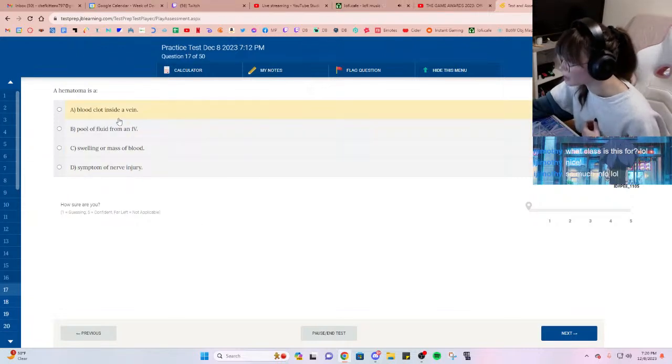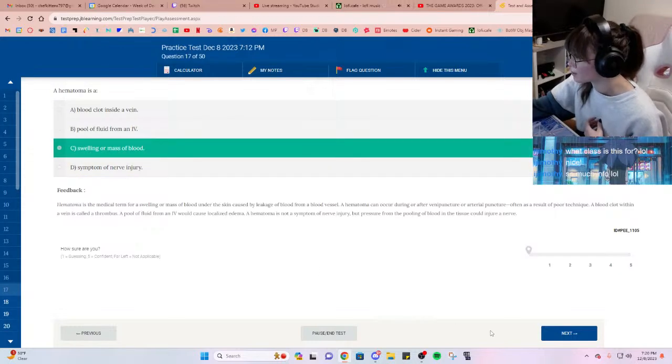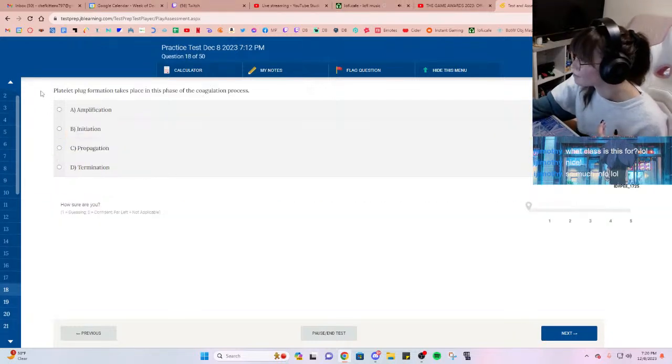A hematoma is a blood clot inside a vein, pool of fluid from an IV, swelling or mass of blood, or symptom of nerve injury. I think it's swelling or mass of blood. Hematoma. It's basically a bruise. Basically. But it can be worse than that.